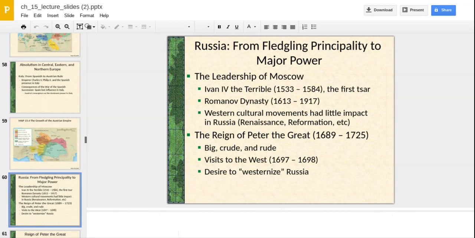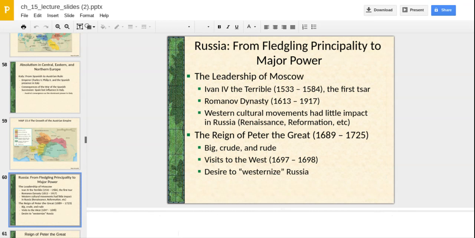And you can see his rule there, a fairly lengthy rule. He was a giant of a man, enormous, 6'8". As you can see there, big, crude, and rude. But he's really famous for making these trips to Western Europe, something called the Grand Embassy.